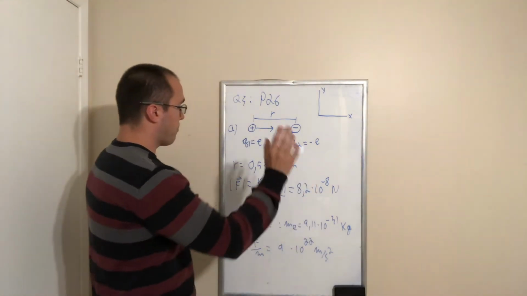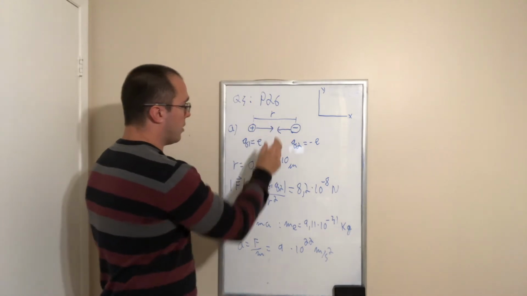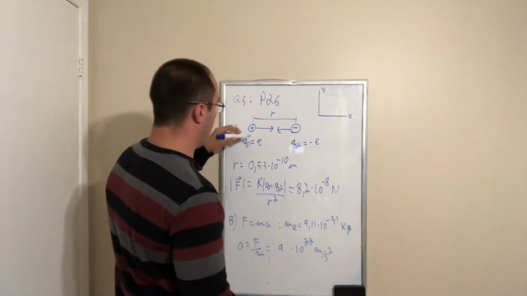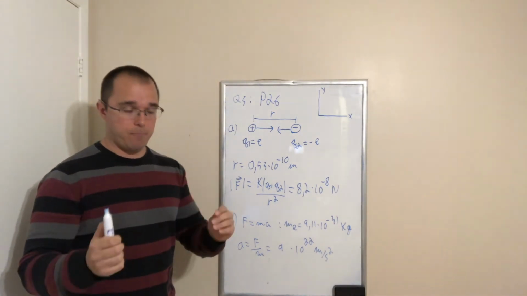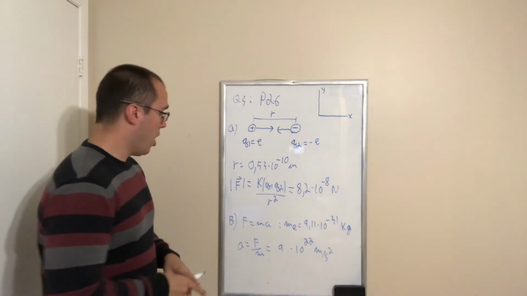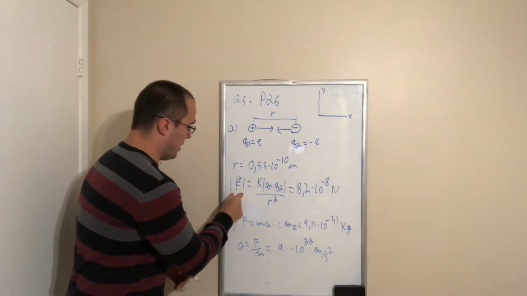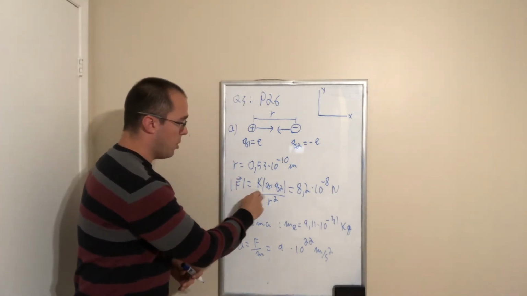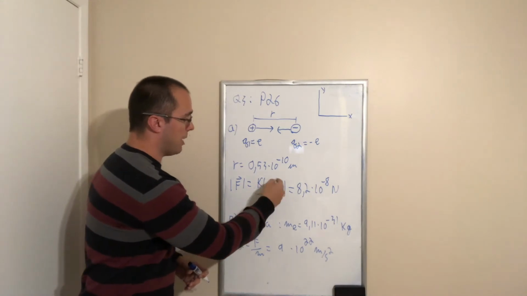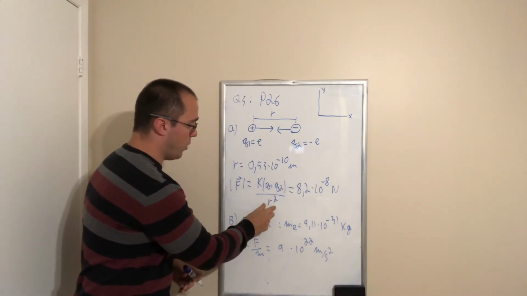Now, if we want to calculate the magnitude of either force, we need to use the Coulomb force equation. So in this case, the absolute value of the force is equal to the Coulomb constant multiplied by the first charge multiplied by the second charge divided by the radius squared.